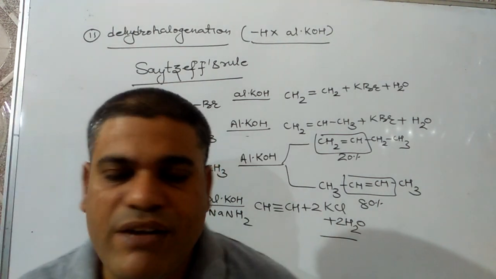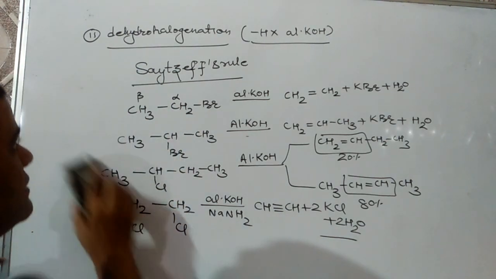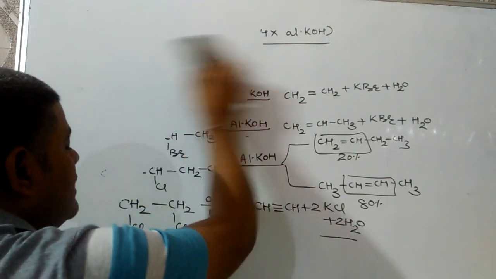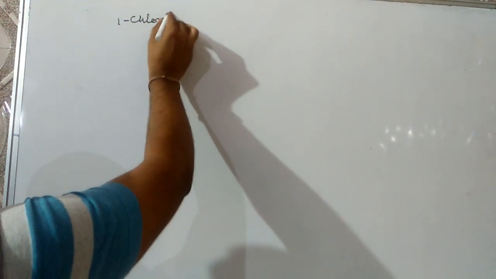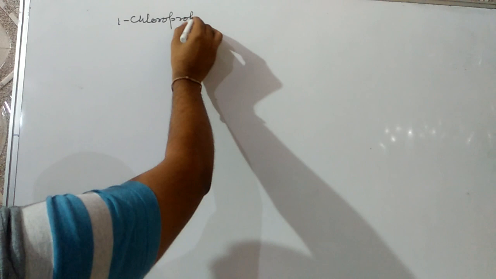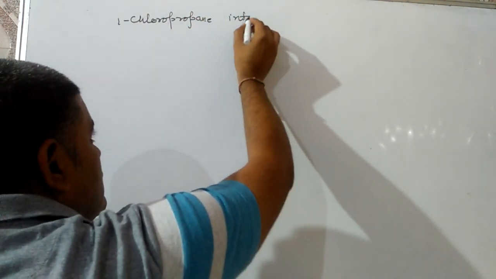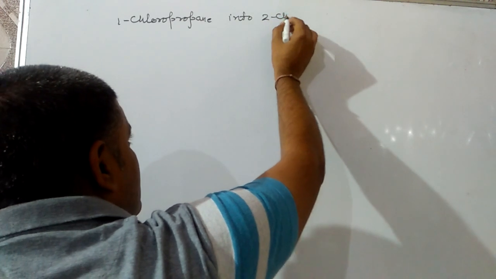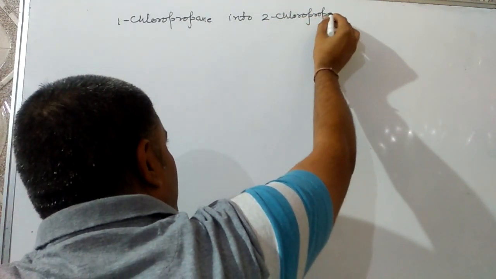Now I am taking a few conversions which are very important and generally asked in your board exams. The first conversion may be: convert 1-chloropropane into 2-chloropropane. We have to convert 1-chloropropane into 2-chloropropane.